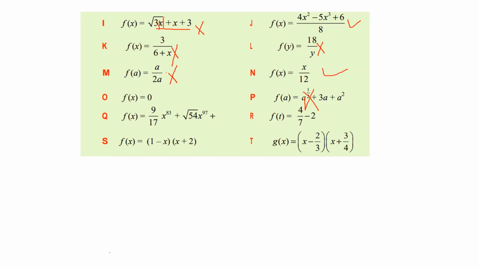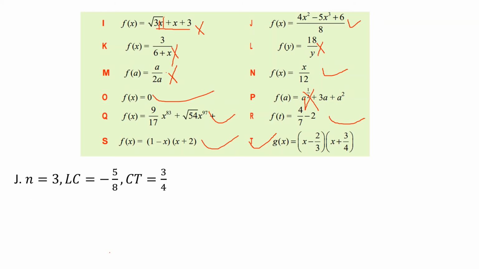N, O, Q, R, S and T are polynomial functions. They are polynomial functions and also polynomial expressions, we can say. And let us see their respective degrees, leading coefficients and constant terms.